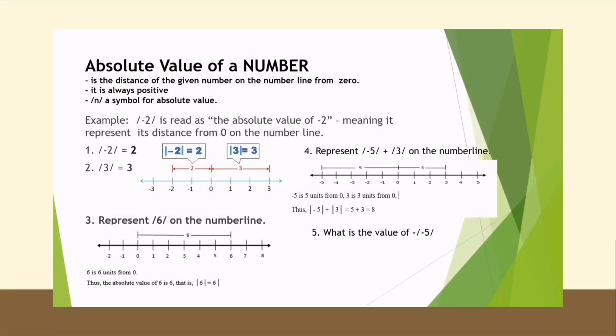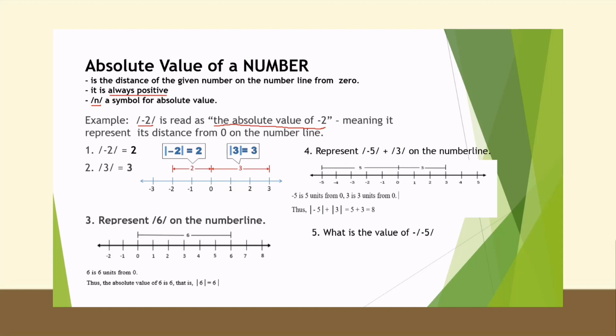Let's talk about the absolute value of a number. The absolute value of a number is the distance of a given number on a number line from 0. When we talk about distance, it is always positive because there is no such thing as negative distance. The symbol for absolute value is a pair of bars that enclose a number. For example, the absolute value of negative 2 represents its distance from 0 on a number line.